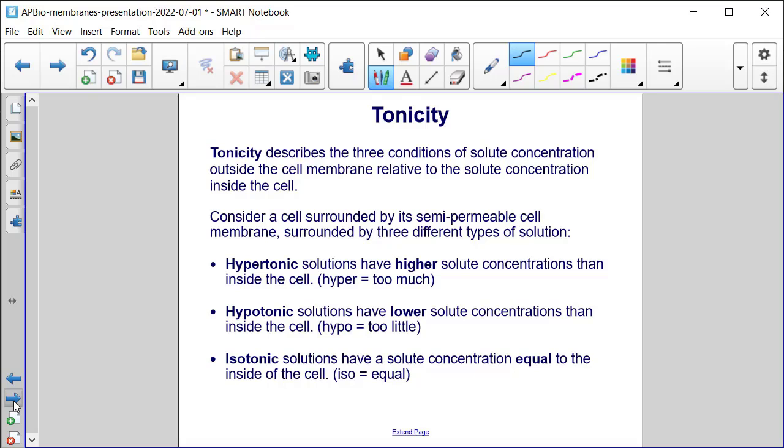That cell could be surrounded by a hypertonic solution, one that has a higher solute concentration than inside the cell. As a reminder, hyper means too much. A hypotonic solution would be one that has a lower solute concentration outside of the cell than inside of the cell. Hypo means too little. And an isotonic solution has a solute concentration equal to the inside of the cell. That prefix iso meaning equal.